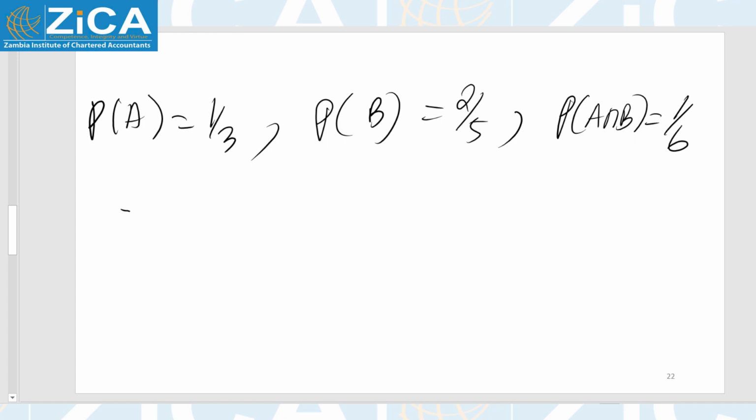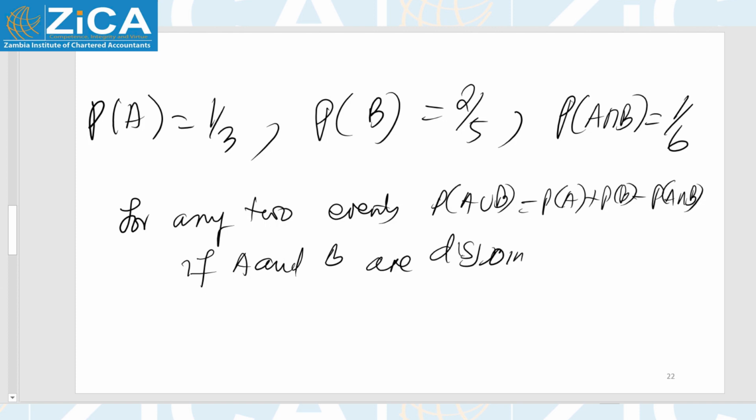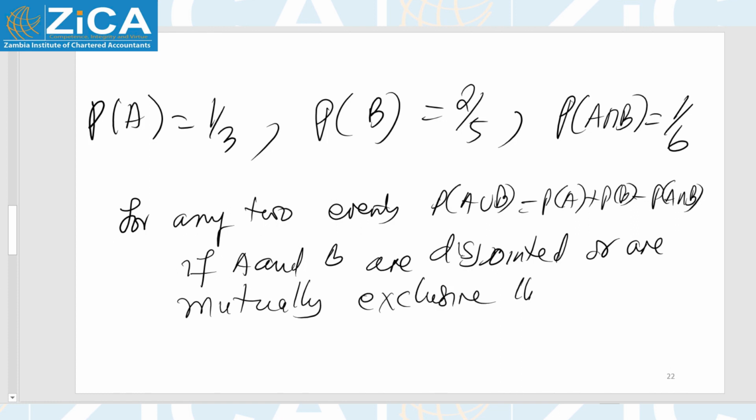Now, this is the addition rule. For any two events, probability of A union B will just be equal to probability of A plus probability of B minus probability of A intersect B. Unless you are told that A and B are disjoint or mutually exclusive events, they have got nothing in common, then probability of A union B will just be equal to probability of A plus probability of B.